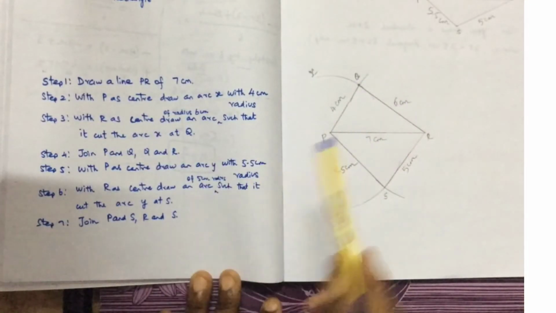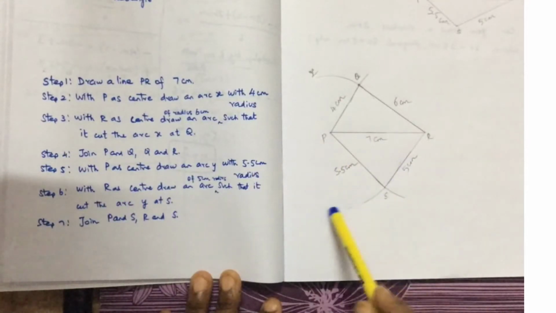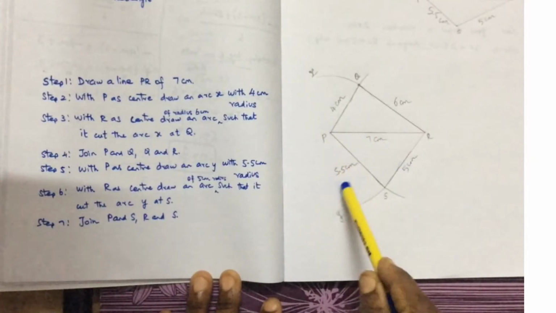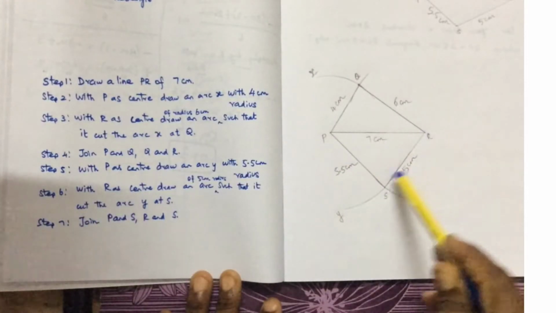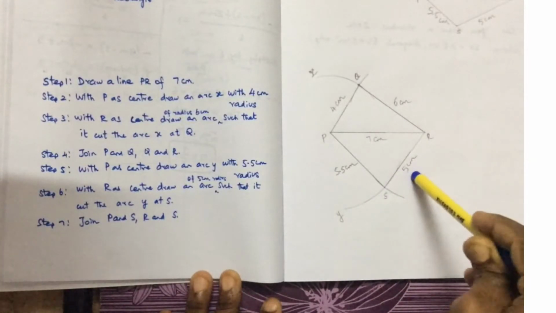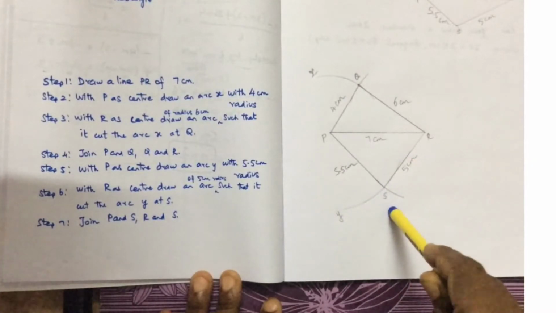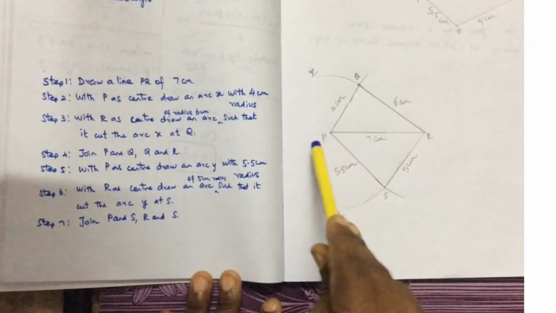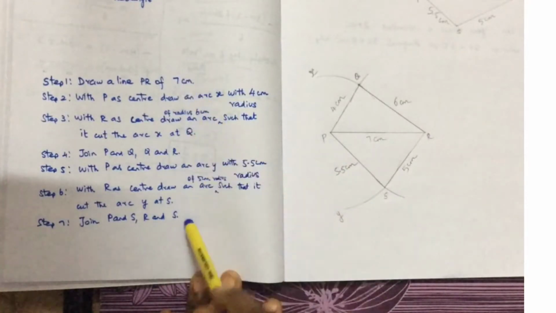Okay, next is with P as center, you have to cut an arc Y with 5.5 centimeter as radius. Again here with R as center, you have to draw an arc with 5 centimeter radius such that it cuts the arc Y at the point S. Okay, now we can join P and S and R and S. This is how we have to write these steps.